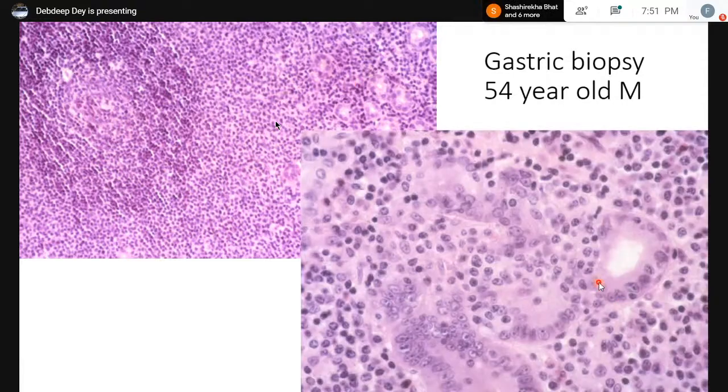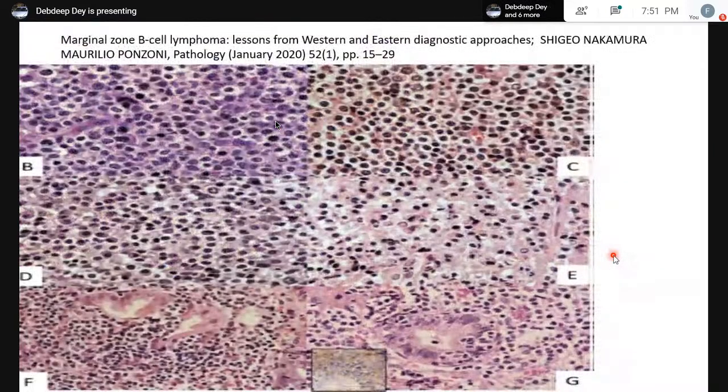And this is the same case in which the lymphocytes are going into the epithelium, resulting in so-called lymphoepithelial lesions. So these are the different phases of MALT lymphoma. This is from this paper in January 2020.